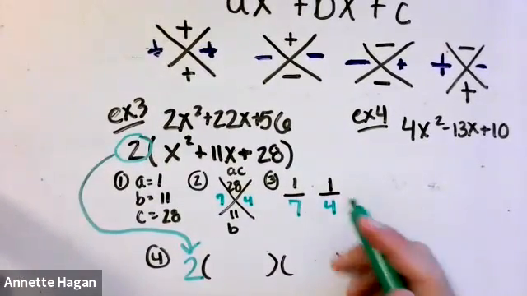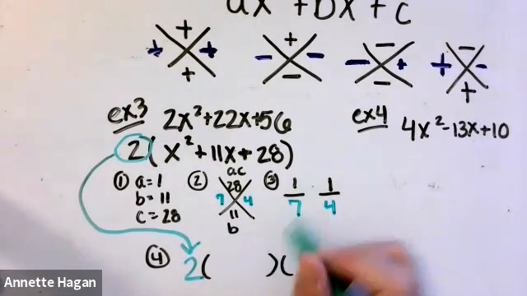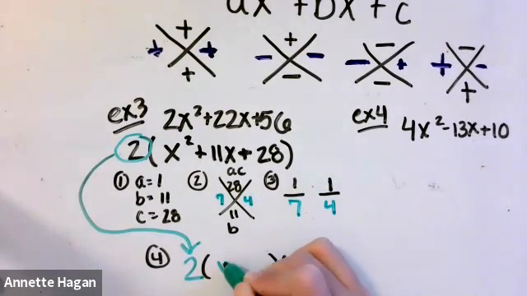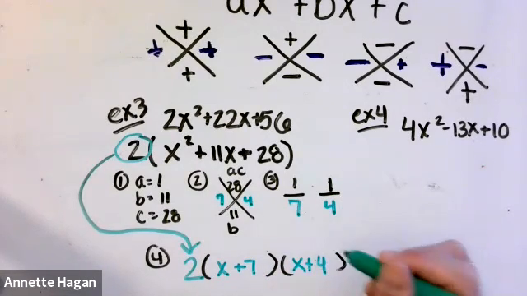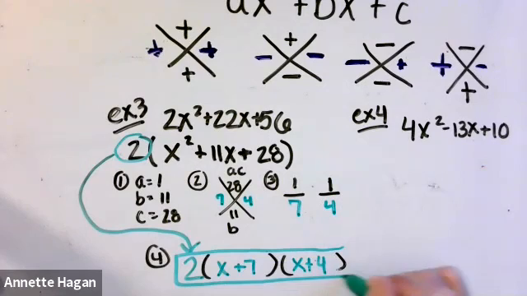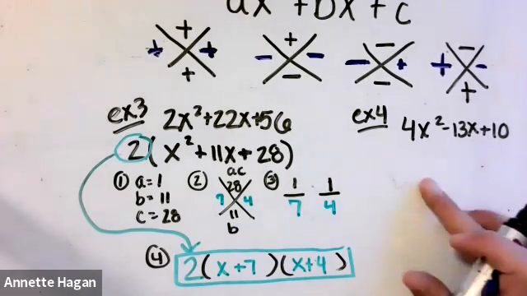So now I have neither of these simplified. So I've just got 1x plus 7 and 1x plus 4. And this is my answer in complete factored form. Okay? Hopefully you got that right. If you get that right, give yourself a pat on the back. Good job. All right, example 4.